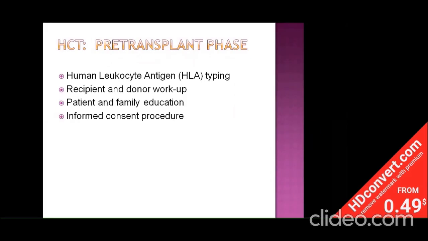HLA is very important in the pre-transplant phase, along with recipient and donor workup, and patient and family education and informed consent. All these come under pre-transplant. If there is a complete match, we use HLA. Sometimes if there is a half match, additional workup like DSA, the donor-specific antibody workup, may be needed, along with haplo conditions, and the same in our donor workup. In the next slide we'll discuss the donor workup and patient workup.